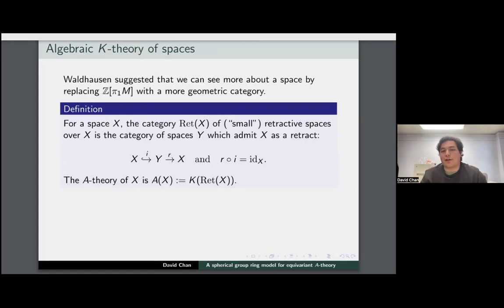That is the category of spaces which have X as a retract, right? So there's an inclusion of X into Y and a retract back down, Y to X. And I want these to be small in some sense. I don't want to be super precise, but you should think that Y is really just looking like X with a couple of cells attached, right? Like finitely many cells, and that's the smallness condition that I want on them.